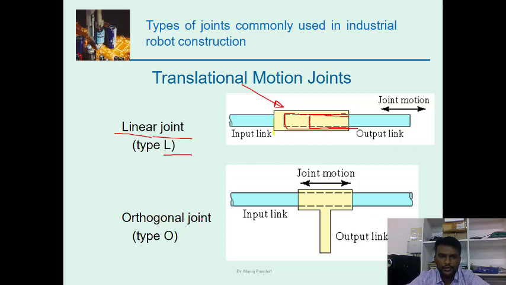The next one is the orthogonal joint. The name orthogonal means perpendicular. So here, see, there are two links, and these links are perpendicular to each other. Here you have the input link, where you do one motion. Here the output link will provide another motion, meaning the output motion will be provided with the help of the output link.